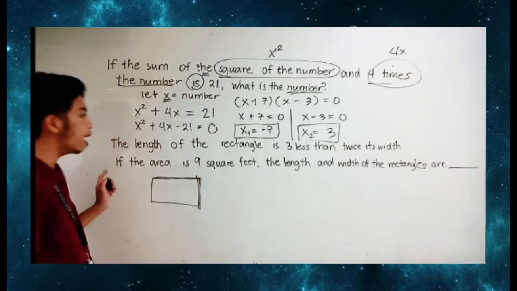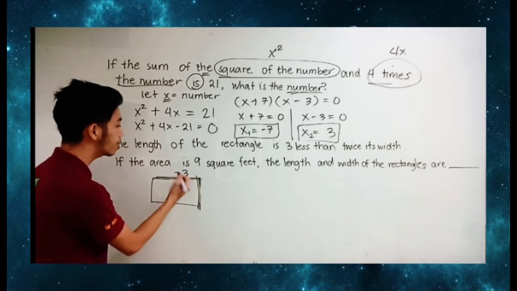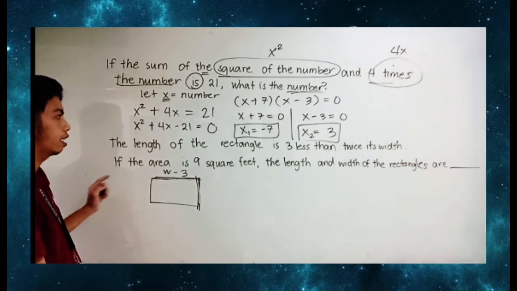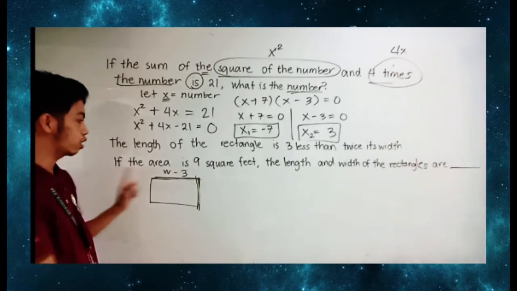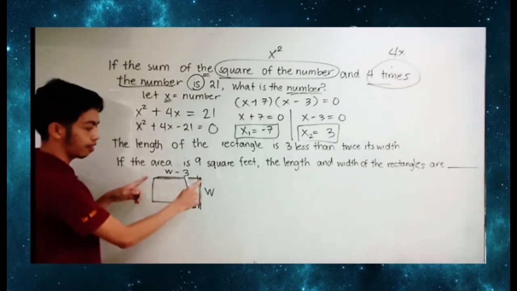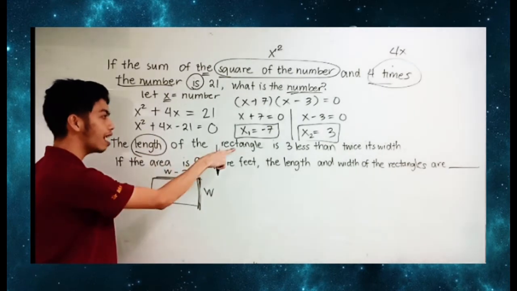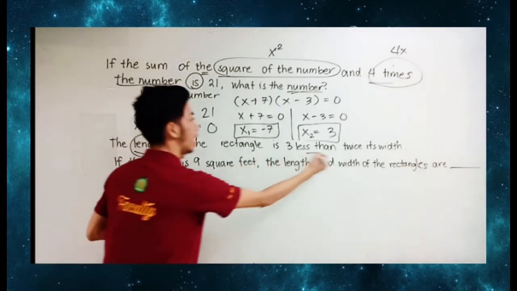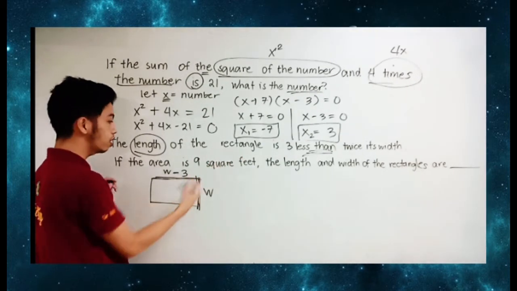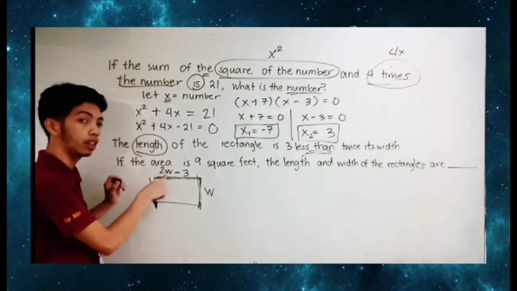Okay? Ang sabi, ang length daw ng rectangle ay 3 less than its width. Ito yung width. Again, ito ang ating length. Okay? Ito yung ating length. Ang sabi, the length of the rectangle is 3 less than. Pag sinabing less than, dapat nandito siya sa unahan ng 3. Less than twice its width. Okay, so twice its width.